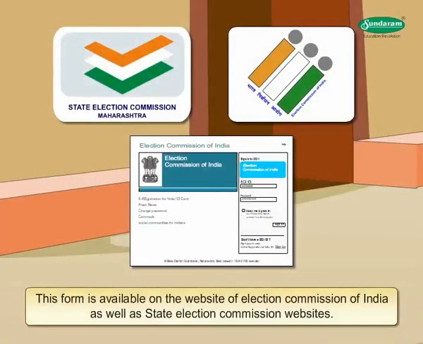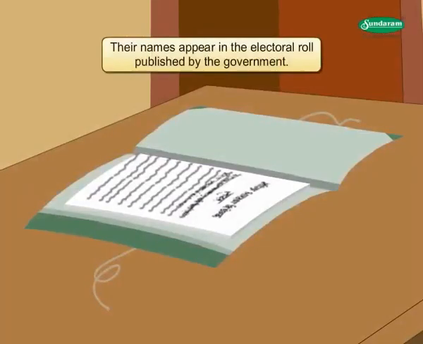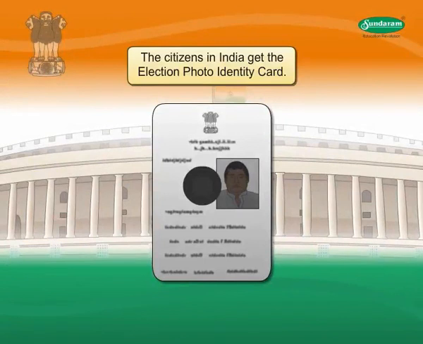This form is available on the website of Election Commission of India as well as State Election Commission websites. When they fulfill the conditions of 18 years of age and are citizens of India, then they get the right to vote. Their names appear in the electoral roll published by the government. The citizens in India get the election photo identity card. This card is like our school identity card.